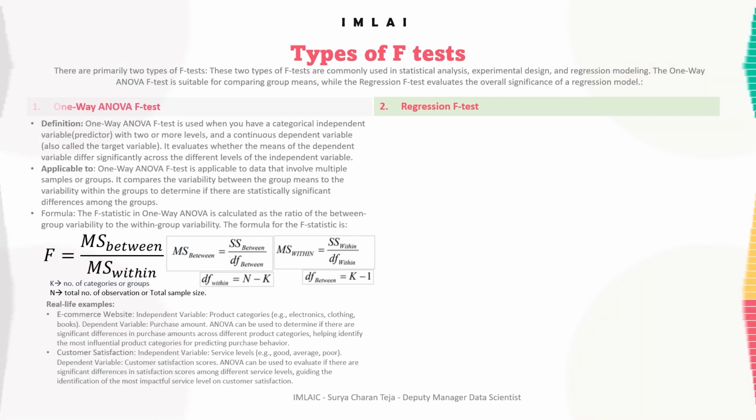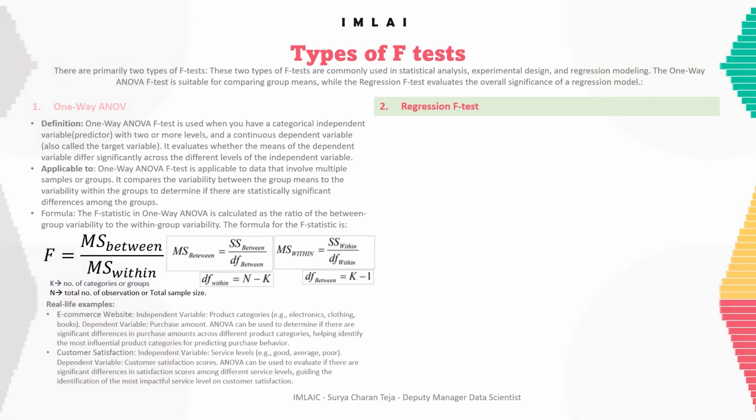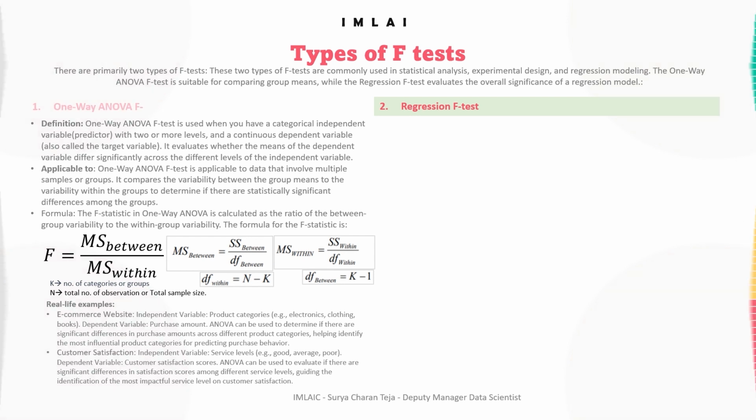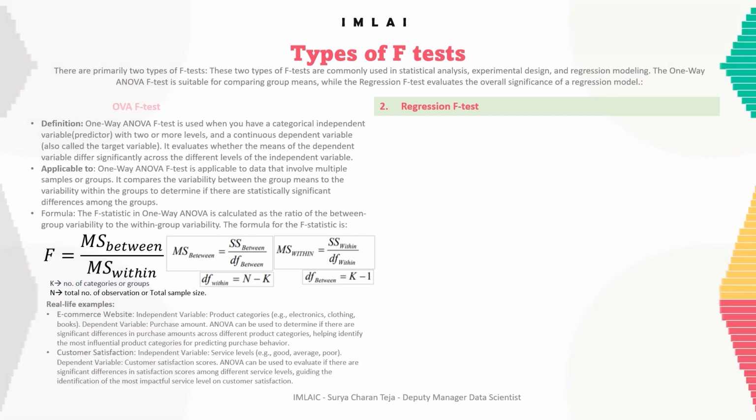So let's have an explanation of regression F test along with some examples. Let's define the regression F test first. A regression F test is applicable when we have a continuous dependent variable, which is our target variable, and multiple independent variables, not one, multiple, which are our predictors. Basically, it evaluates whether the combination of predictors has a significant effect on the dependent variable, and if the regression model as a whole provides a better fit than a model with no predictors.